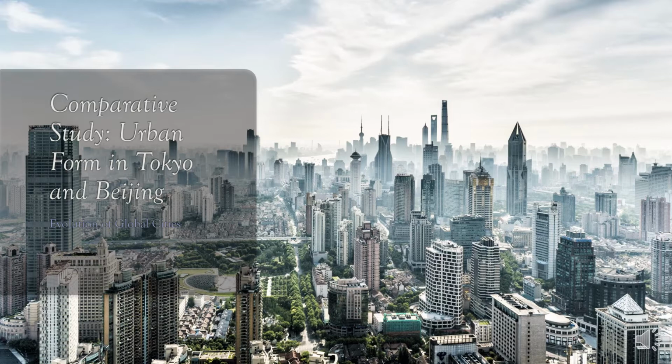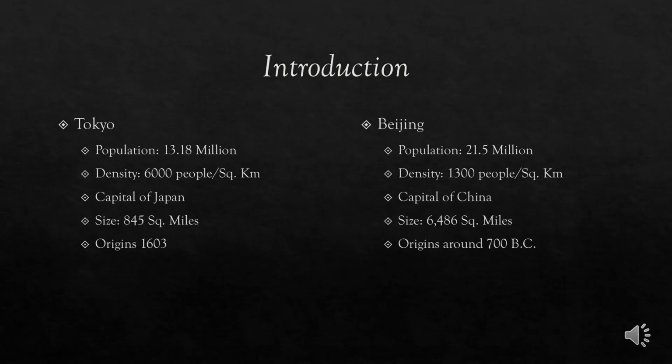Today, we'll be talking about the urban form of Tokyo and Beijing. First, let's start with an introduction.